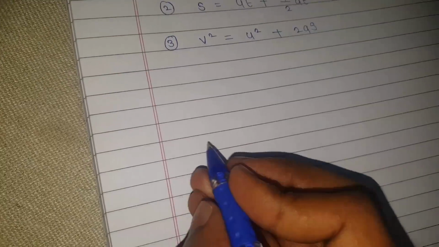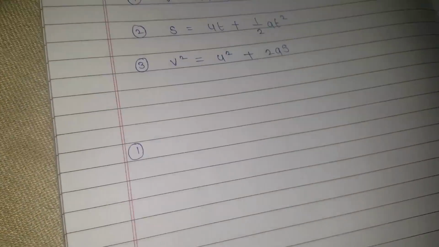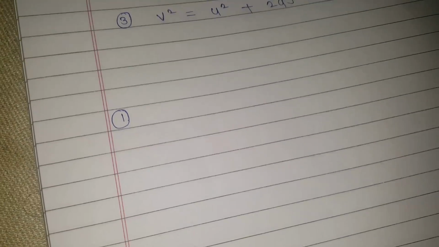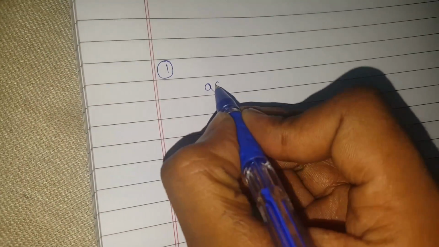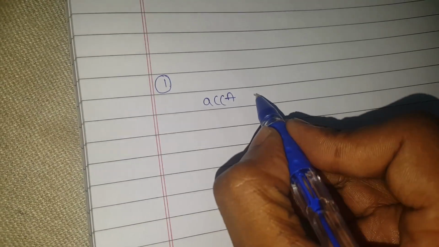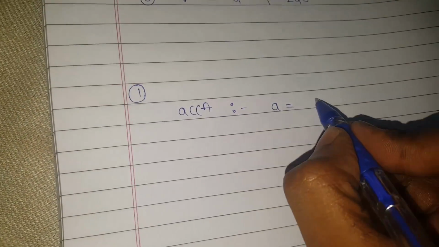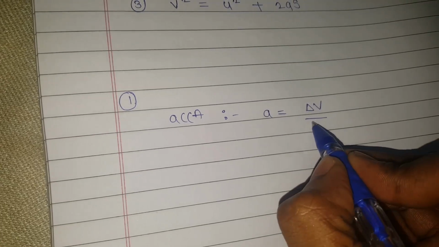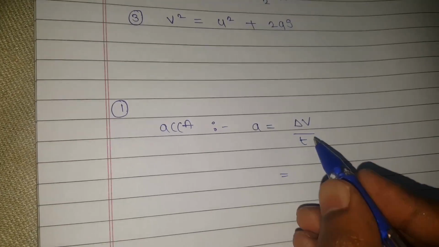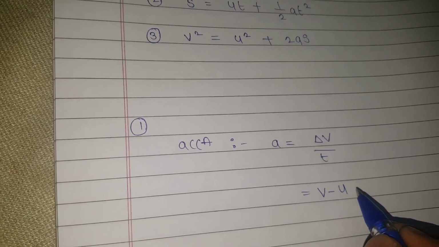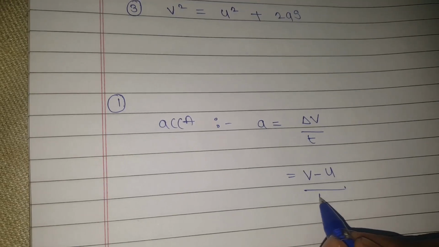So, for deriving the first equation, always remember to start with acceleration. We know that acceleration is nothing but change in velocity with respect to time. So a equals change in velocity with respect to time. Now what is change in velocity? It is nothing but final velocity minus initial velocity, upon t, as it is, and a.